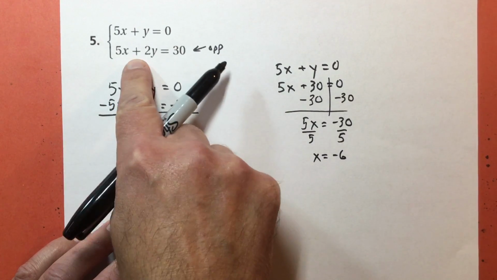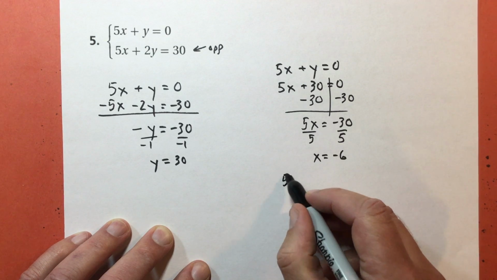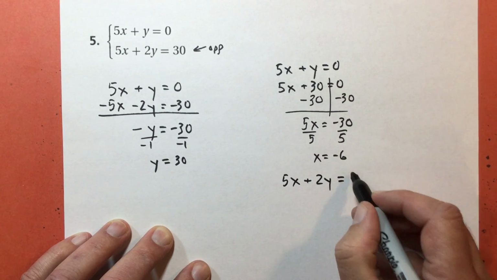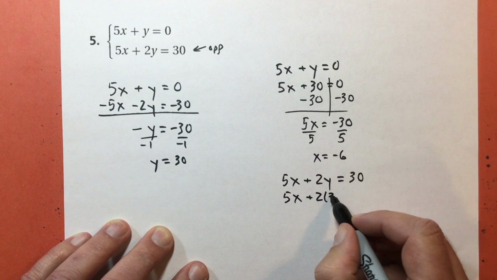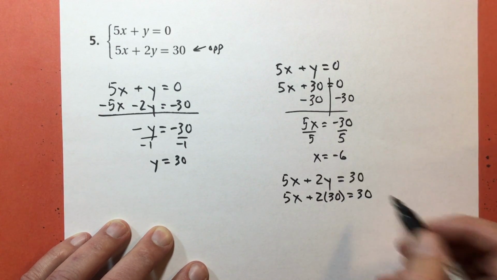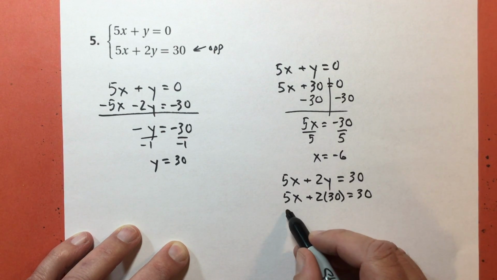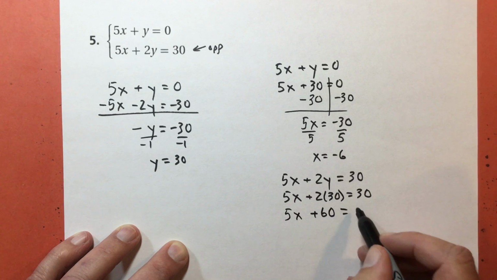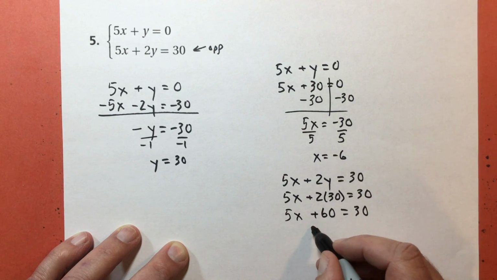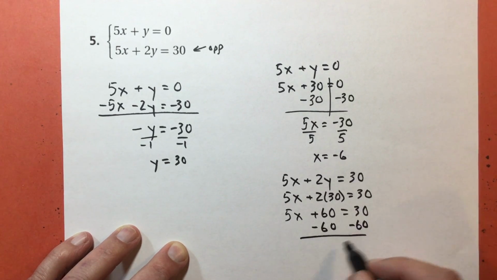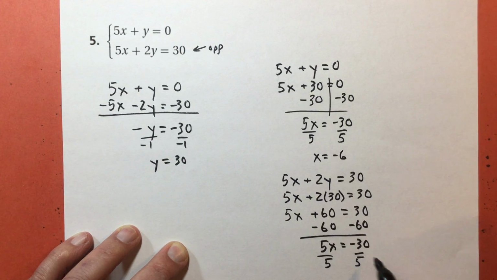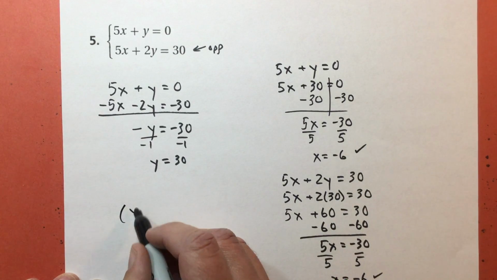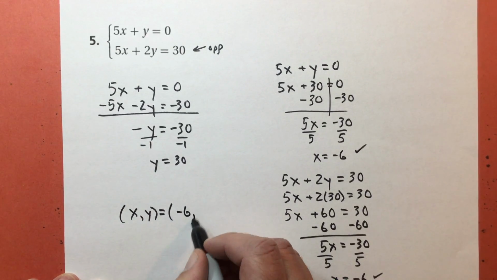Now let's go back to this equation, not this one, this equation. 5x plus 2y equals 30. And I'm going to try that y again. I say 5x plus 2 times 30 equals 30. A lot of 30s in here. 2 times 30 is 60. I'm going to add negative 60 to both sides, and 5x equals negative 30. Dividing by 5 gives me x equals negative 6, which is what we said it would be. So my solution, x, y, is going to be negative 6, positive 30.